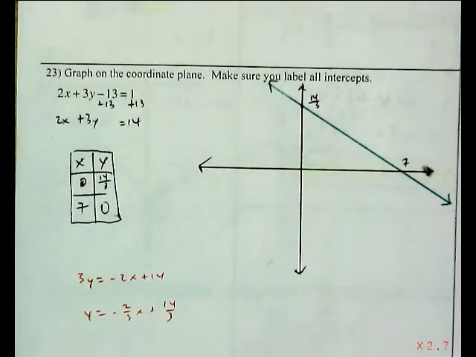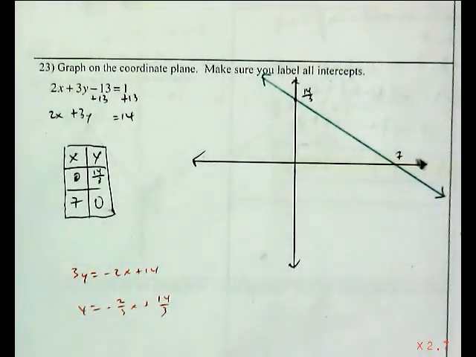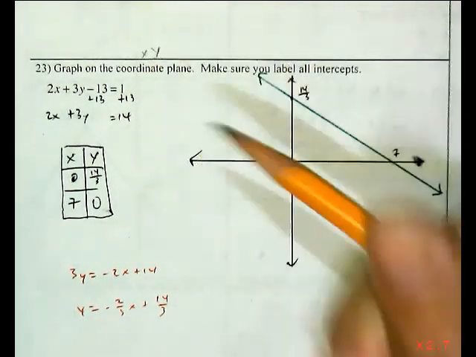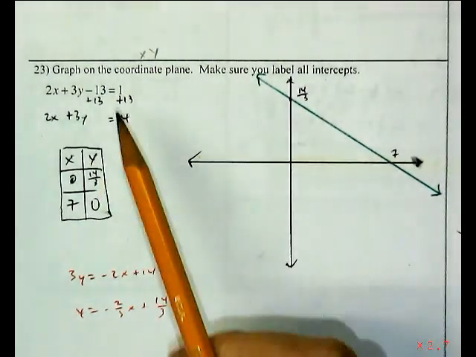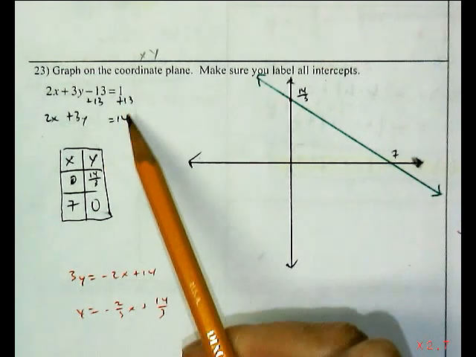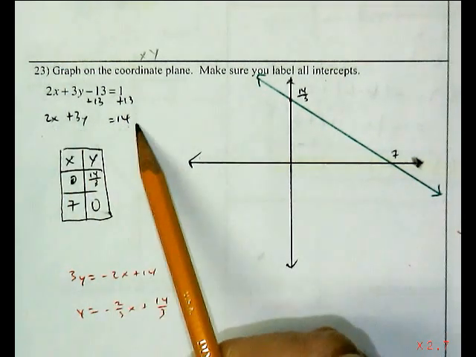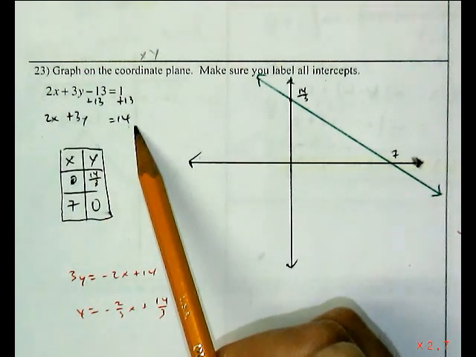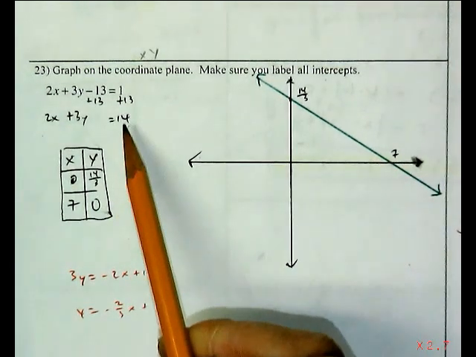Question number 23, graph on the coordinate plane. So on the coordinate plane, you should draw the x and y axis, and make sure that you label the intercepts. Same problem as last week. Add 13 on both sides. I have this in standard form. Standard form is best for graphing by intercepts.